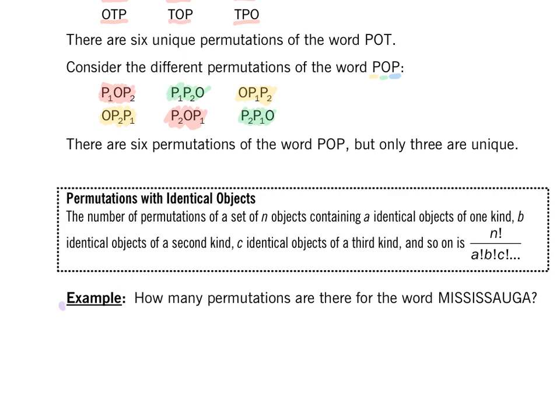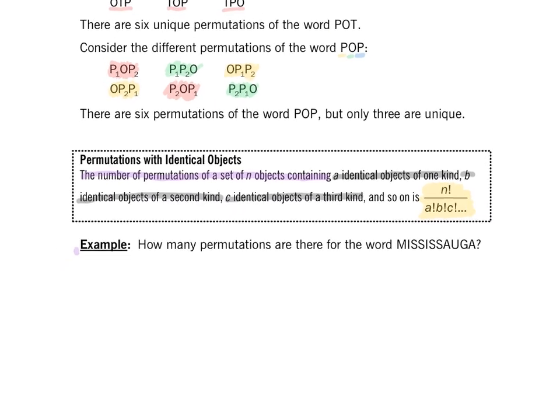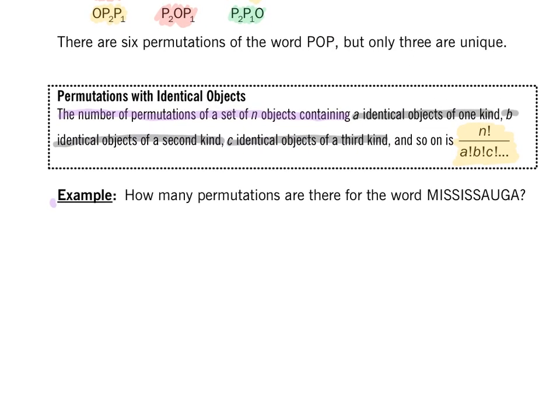And here we go. The number of permutations of a set of n objects containing A identical objects of one kind, B identical objects of a second kind, C identical objects of a third kind, and so on is n factorial over A factorial, B factorial, C factorial, etc. So to see how this works, let's go ahead and try this example.